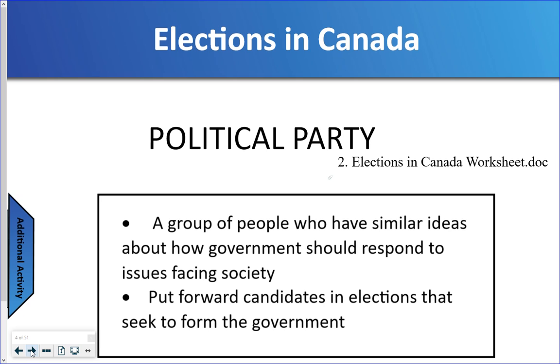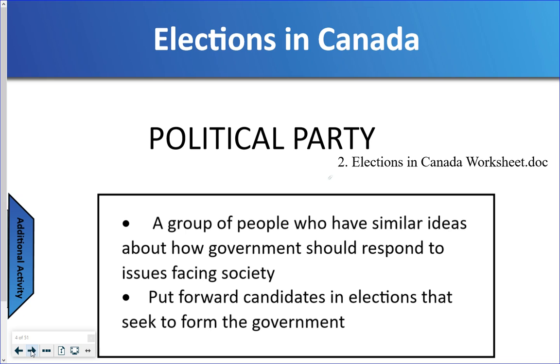All right, we went over this the other day, what a political party was. A group of people who have similar ideas about how government should respond to issues facing society, and they try to put forth candidates in elections and seek to ultimately form a government. Okay, that's what a party is. That's the difference between a party and a lobby group. Lobby groups do not try to put forth candidates to form a government, win an election, etc.